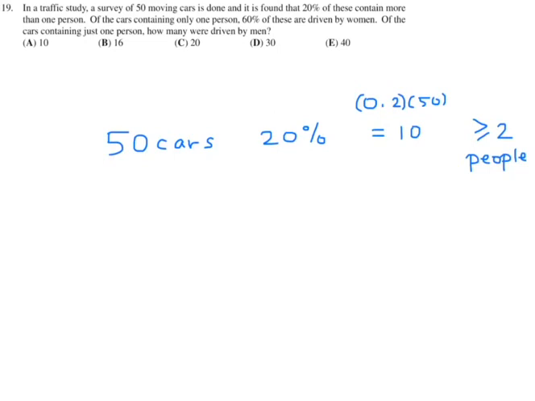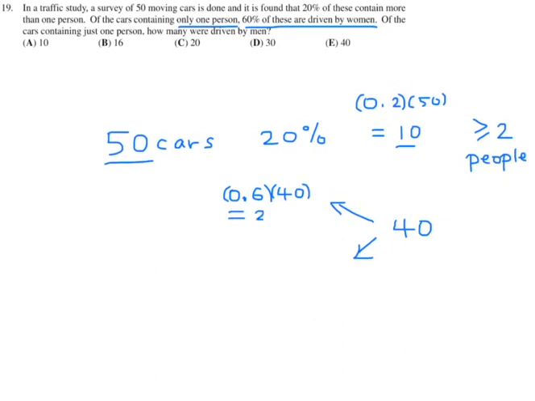So that means of all the cars containing only one person, which would be 50 minus 10, 60% of these are driven by women. So of these 40 cars, 60% are women. So that's 0.6 times 40, and that would equal 24. And if 60% are women, then the 40% are men. So the remaining 16 of the 40 are men. So these are women, and these are men.